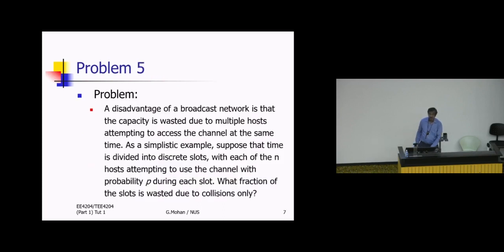Problem number 5. It's a bit more complex, a more interesting problem. A drawback of a broadcast network is that capacity, that is bandwidth, is wasted due to multiple hosts attempting to access the channel at the same time. That's a broadcast network. So symbolically we represent it like this, with many hosts connected to this.